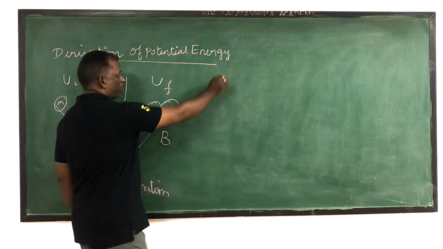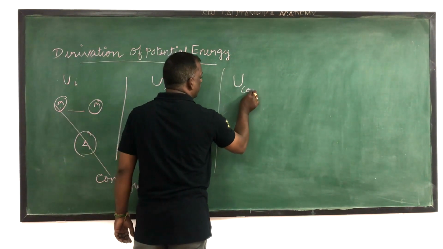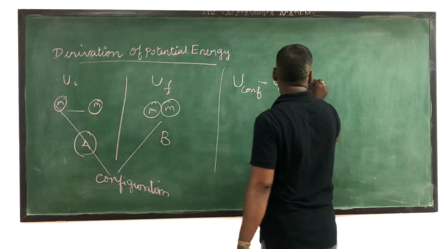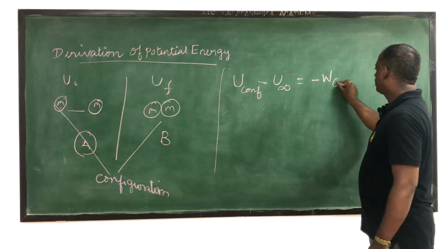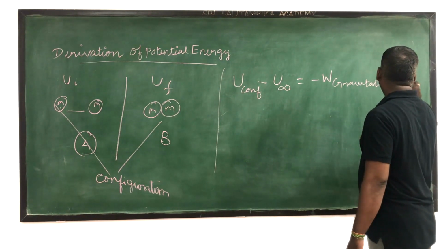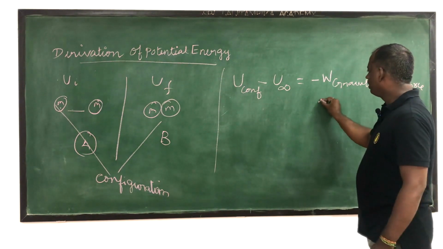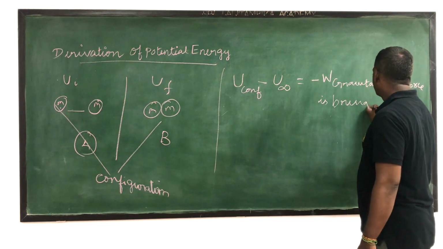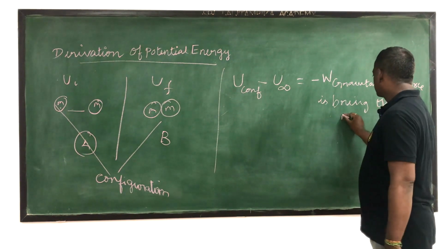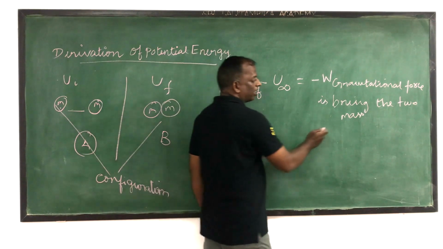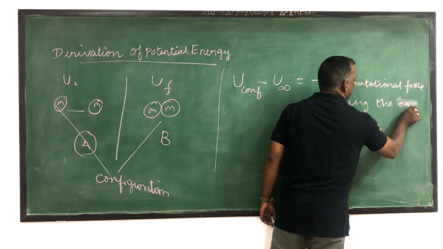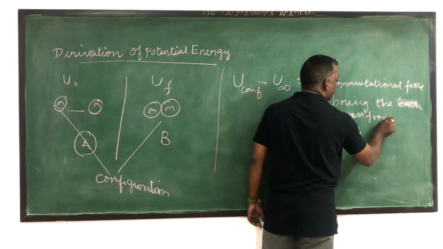So இது என்ன சொல்றாங்கன்னா potential energy is equal to U configuration minus U infinity, which is equal to minus work done by gravitational force in bringing the two masses, each mass from infinity.